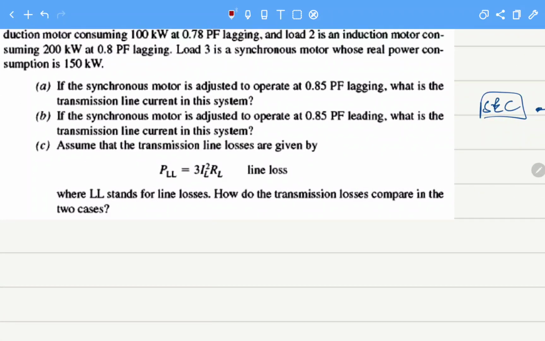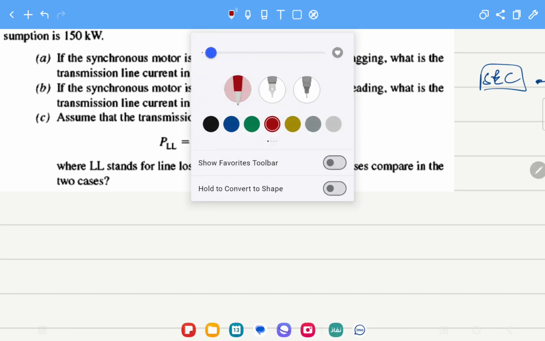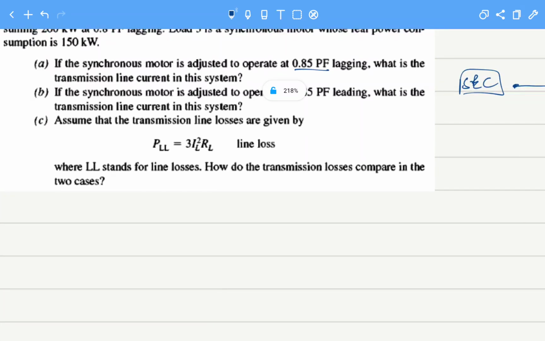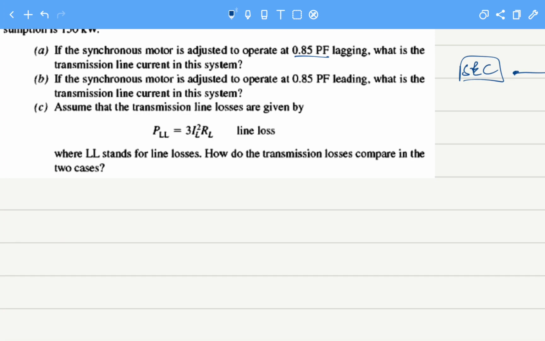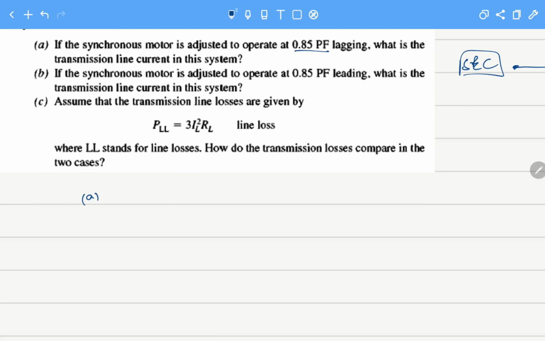So if a synchronous motor is adjusted to operate at 0.85 power factor lagging, what is the transmission line current in the system? First of all, we have to calculate the transmission line current in the system, and it can be calculated if we know the total power of the system. So let's start solving this.